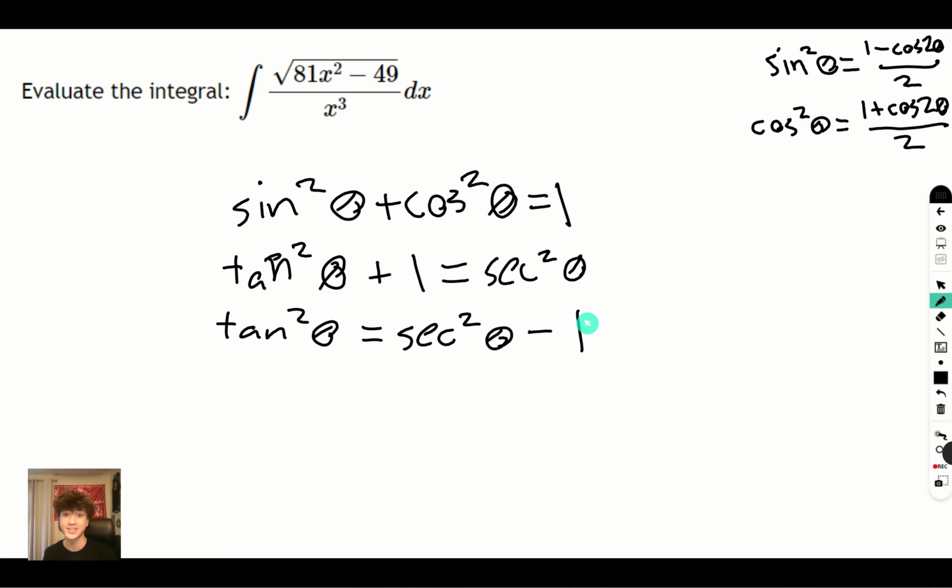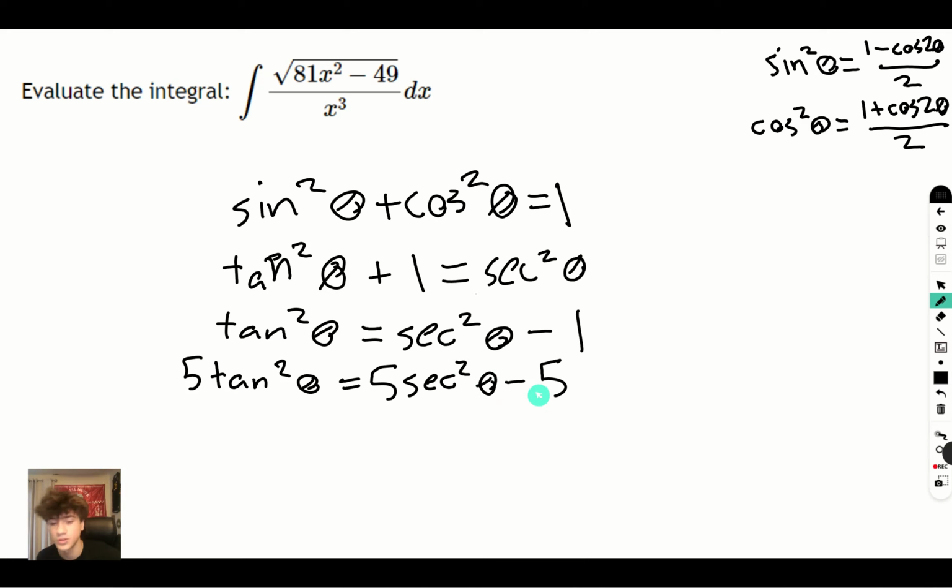Now, it's not the same constant, but what we can easily do here is multiply the entire equation by a certain constant, let's say 5. We can just multiply it and make this 5 tangent squared theta is equal to 5 secant squared theta minus 5. And that works perfectly fine.